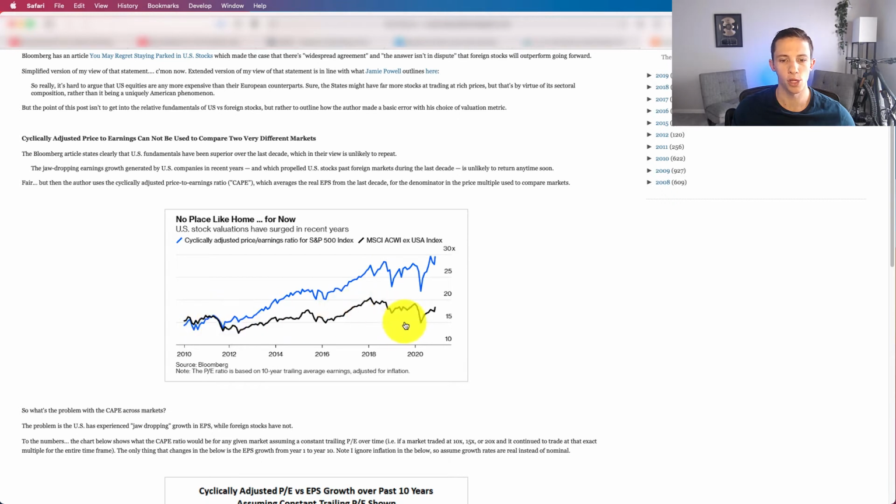You can see the CAPE ratio of the global stocks here against the S&P 500 CAPE ratio. And you can see the extreme difference. And this is the valuations. The valuations of US stocks are incredibly high relative to global stocks. So with your dollar, you can get more earnings in a global stock market than you can in the US stock market.